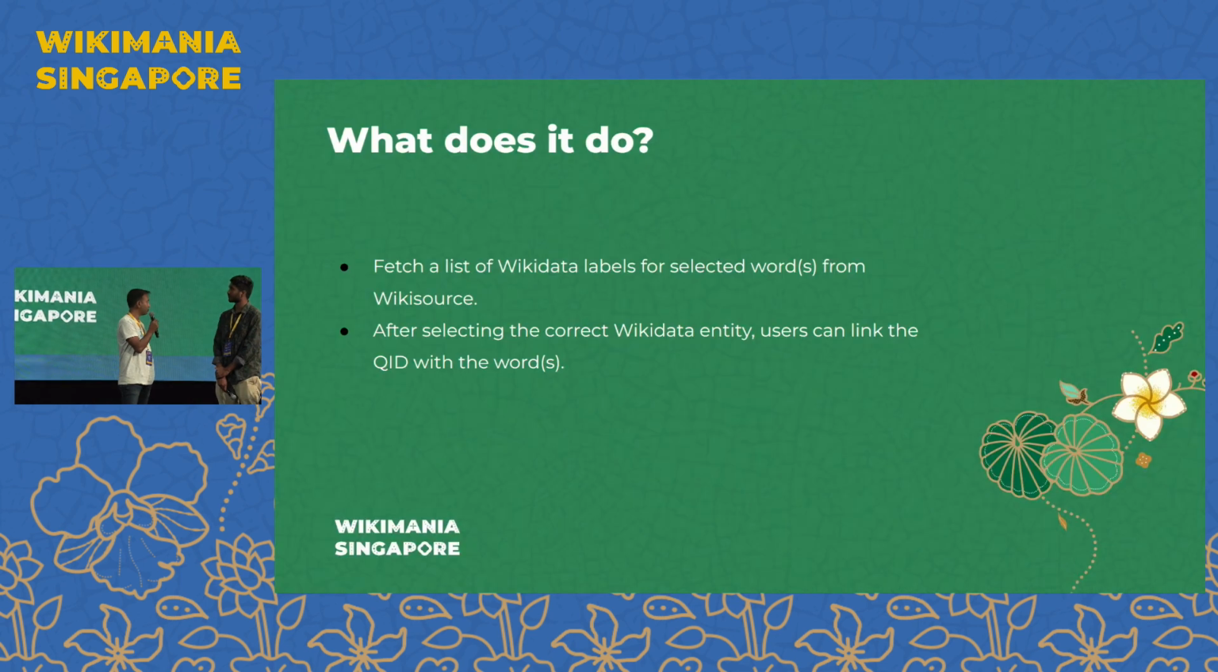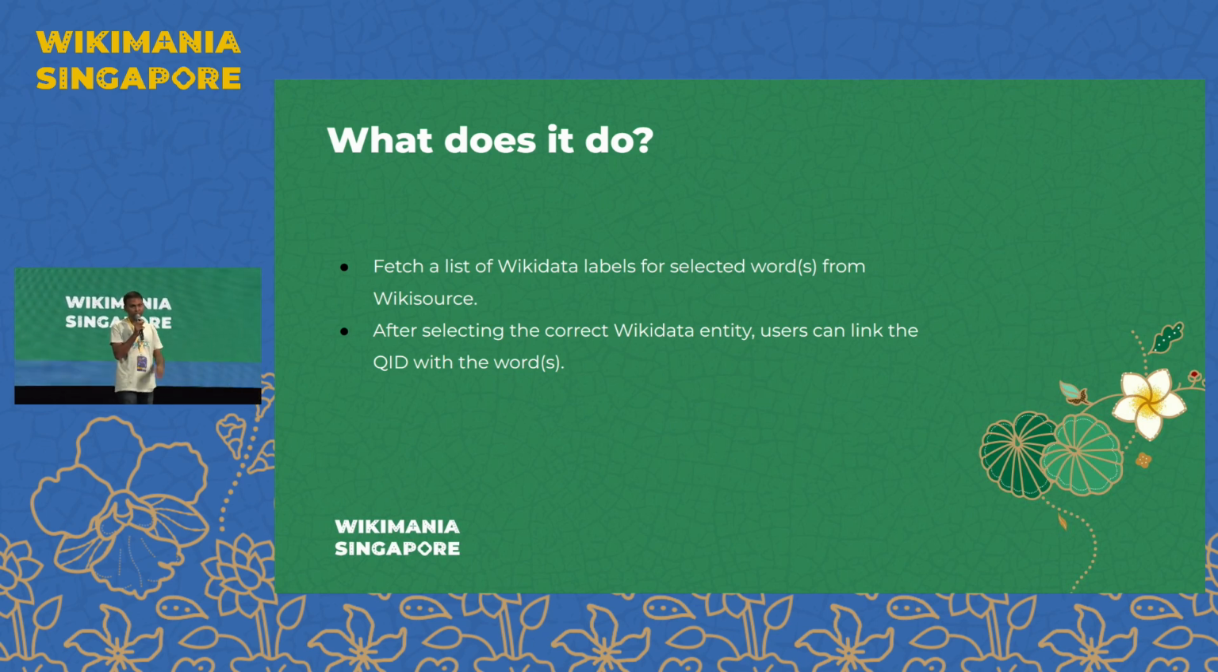Actually, this JavaScript can fetch a list of Wikidata labels for selected words, a group of words maybe, from Wikisource. And after selecting the correct Wikidata items, users can link the QIDs with the words. That is a very simple task, but it was a long awaited request for us in Wikisource.